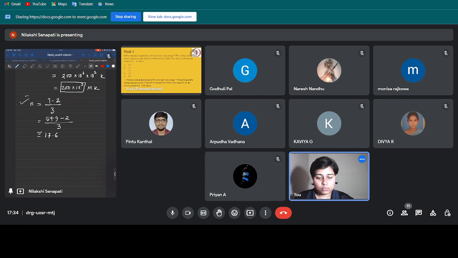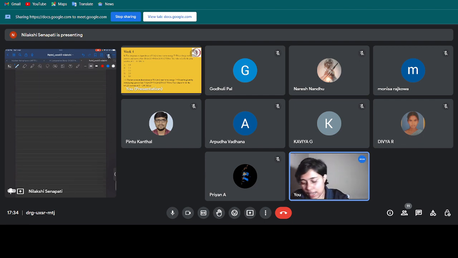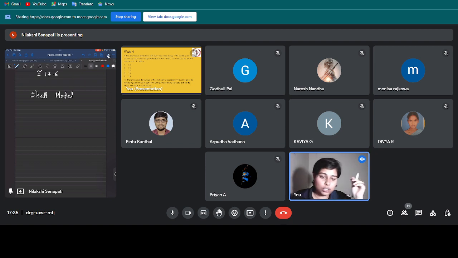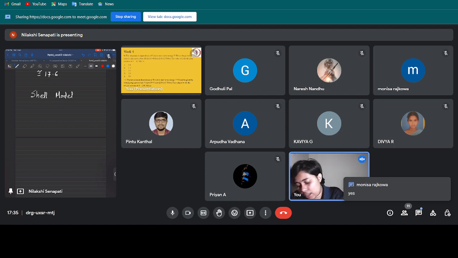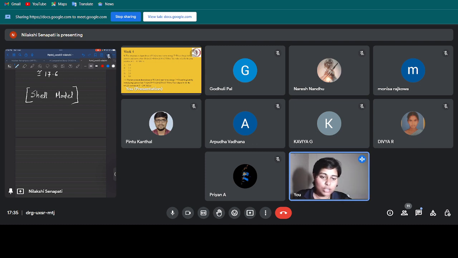Now I'll go with today's materials. But before that, I want to ask you one thing: is everybody clear about the shell model? I discussed that in week 3, and I also discussed it in week 4 because of some questions that you were not able to solve. So now I am again asking whether you have understood the shell model nicely or not.